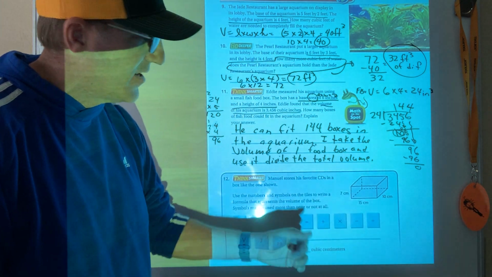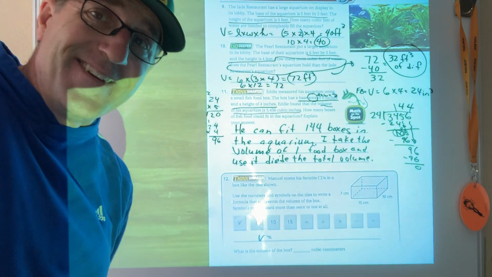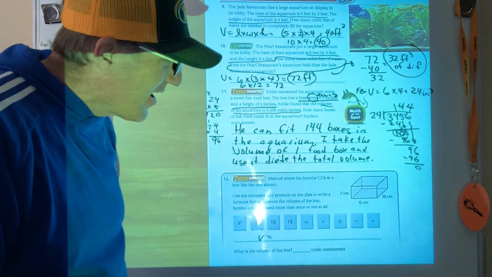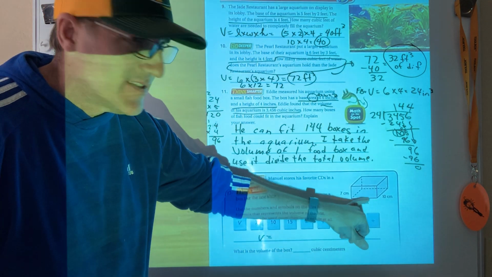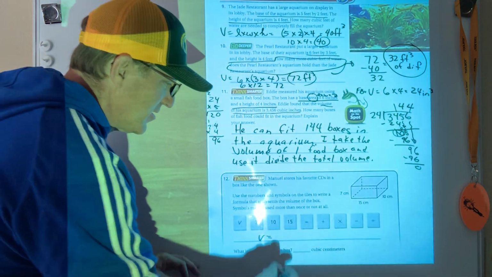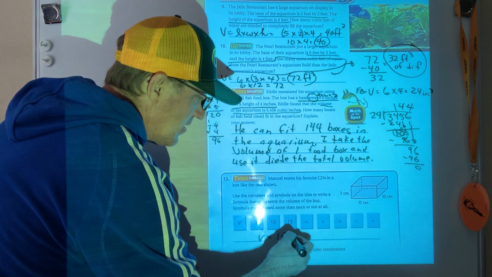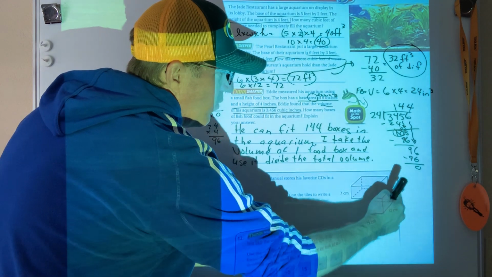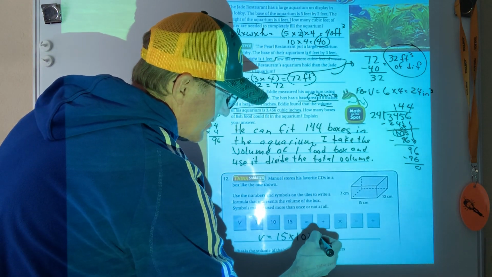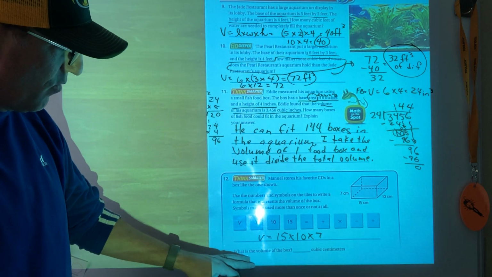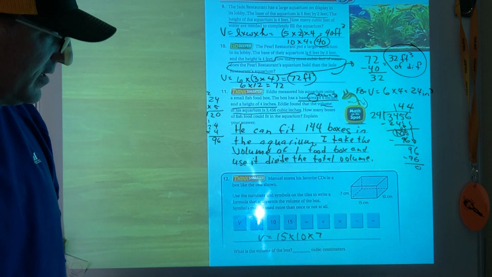15, 10, and 7. Does it matter the order? It only would if they're being very stringent on this, because this is on the bottom and it's a picture. So I'm going to go ahead and go 15. That's my length. My width is going back times 10, and my height is going up. That's 7. And what is the volume of the box?